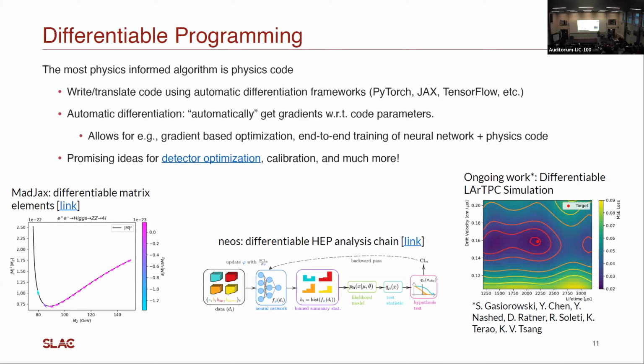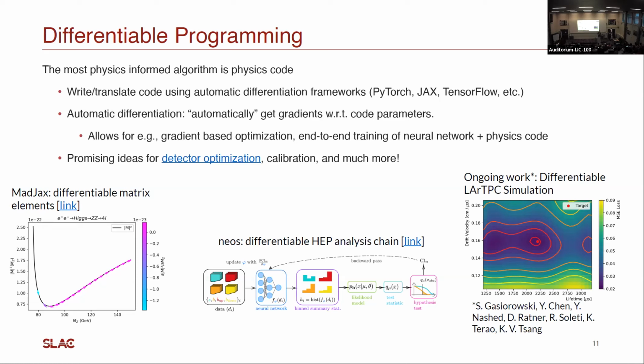But again, the idea here is to write or translate your physics code in automatic differentiation frameworks. So this is stuff like PyTorch, JAX, and TensorFlow you might be familiar with. And when I say automatic differentiation, I mean we automatically get gradients with respect to code parameters. Automatically is a very loose term, but we can talk about that later.